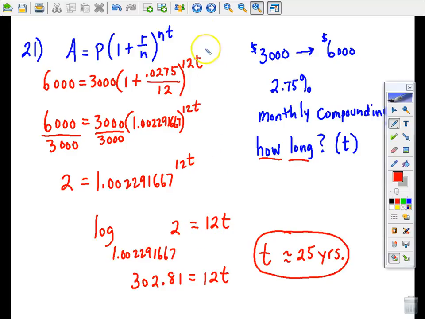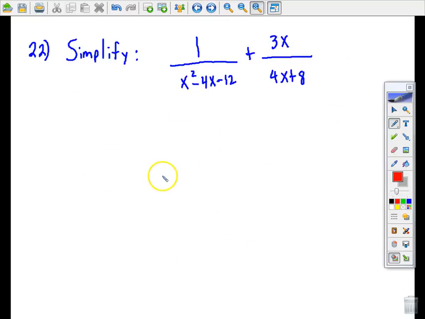All right, we're almost there. Hang in there. Number 22. We're adding two fractions that do not have the same denominator. And before I can add two fractions, I have to come up with a common denominator. They have to have the same denominator before they can be added. So the first step in simplifying this is to factor the denominators.